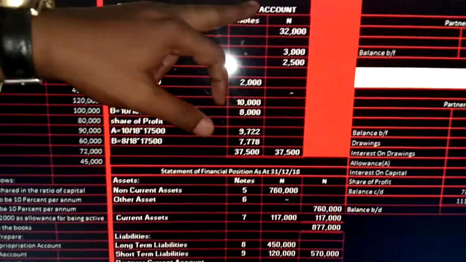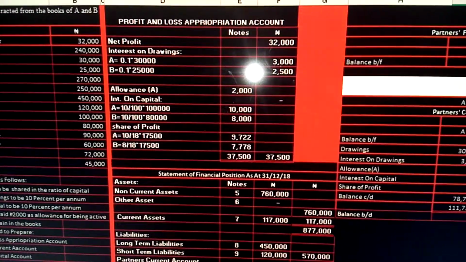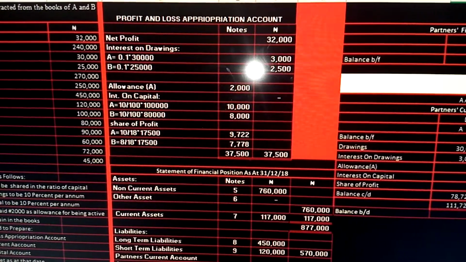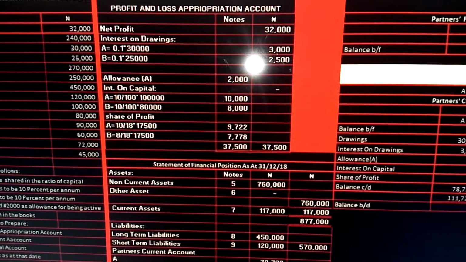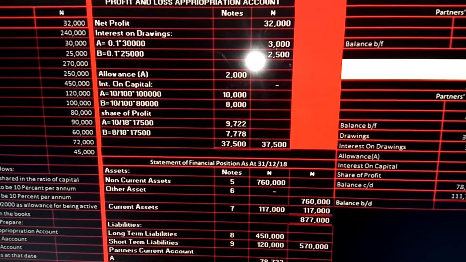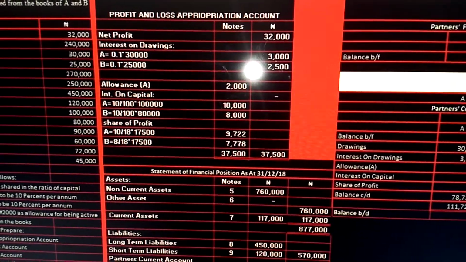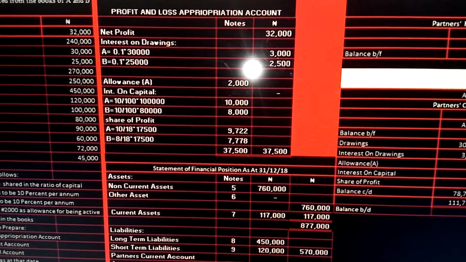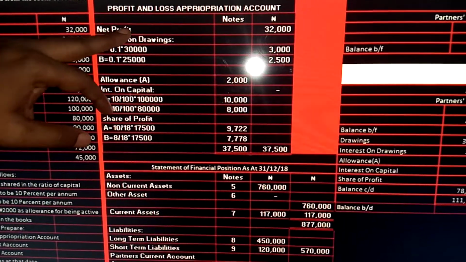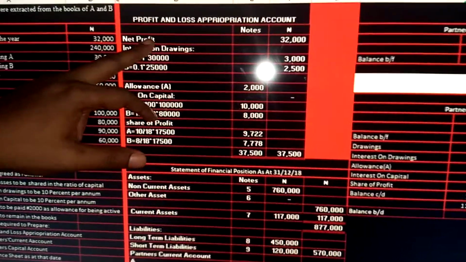Profit and loss appropriation account. I already explained that the profit and loss appropriation account is the account that details how the profit generated by the partnership is divided or apportioned among the partners. So we have net profit here. That's the net profit from where? The trading profit and loss account.